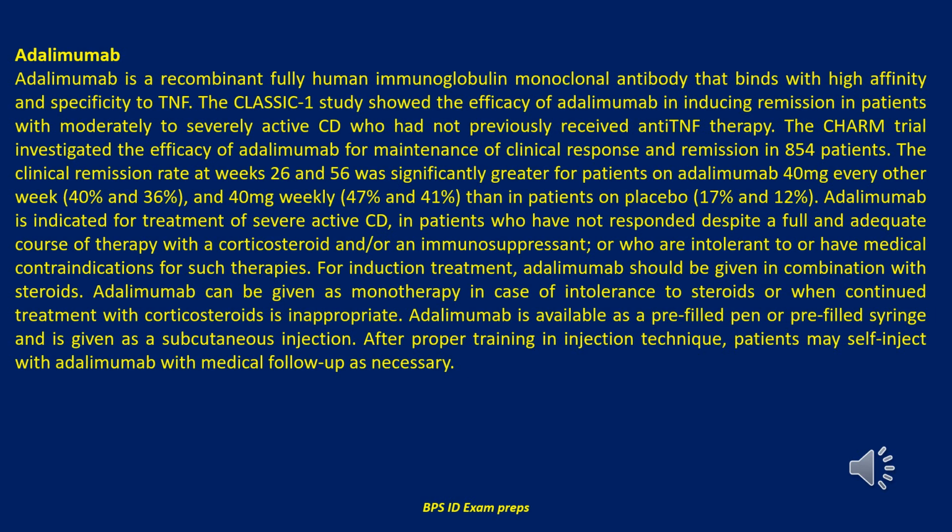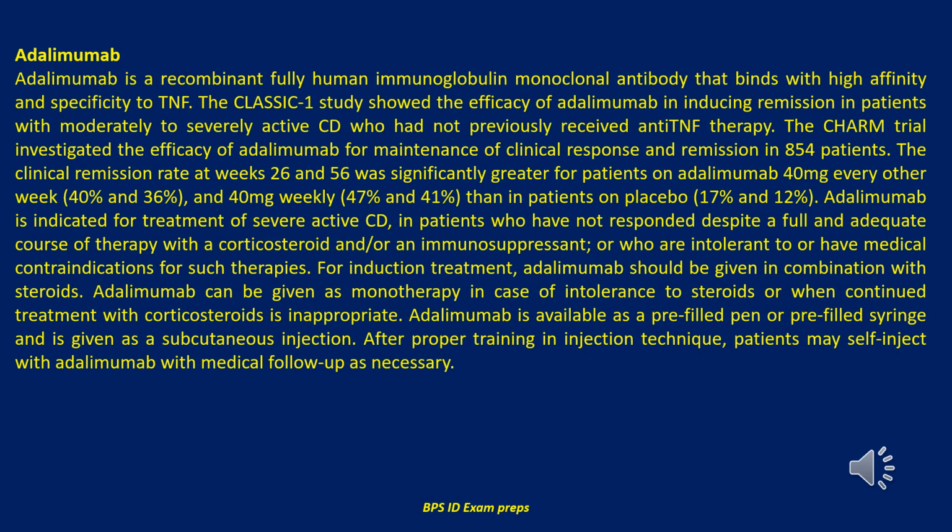The clinical remission rate at weeks 26 and 56 was significantly greater for patients on adalimumab 40 mg every other week, 40% and 36%, and 40 mg weekly, 47% and 41%, than in patients on placebo, 17% and 12%. Adalimumab is indicated for treatment of severe active Crohn's disease, in patients who have not responded despite a full and adequate course of therapy with a corticosteroid and/or an immunosuppressant, or who are intolerant to or have medical contraindications for such therapies.